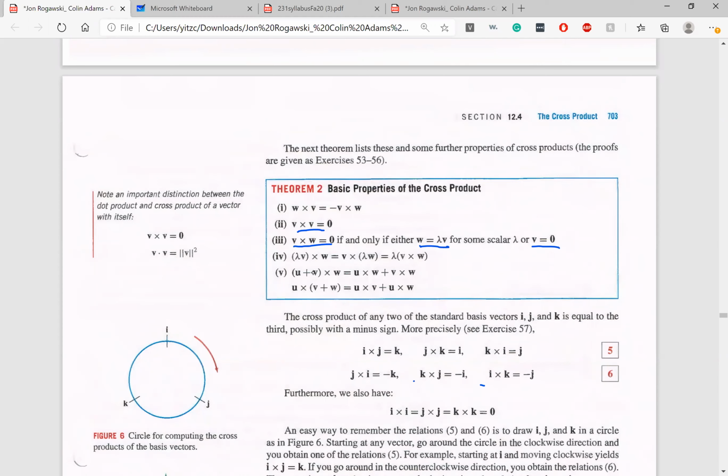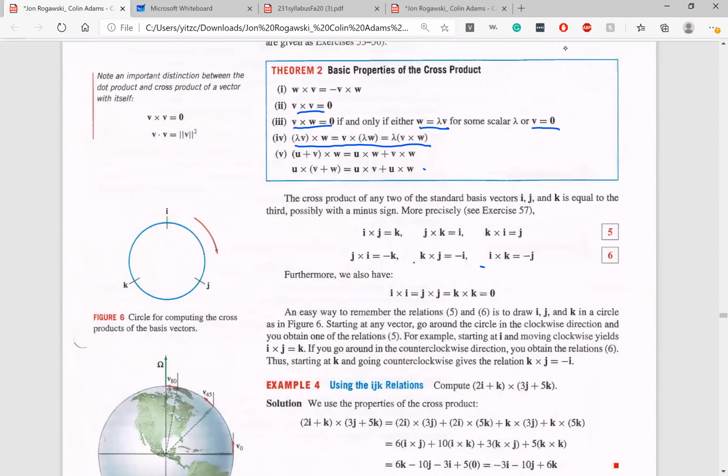Okay, and then these properties are also important: constants can move around, and you can distribute the cross product from both directions. So fairly important.